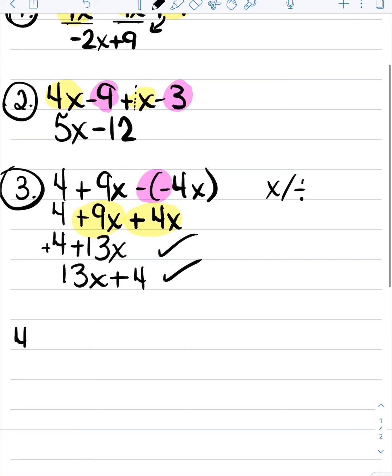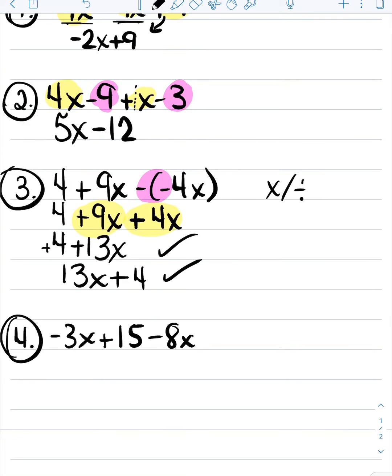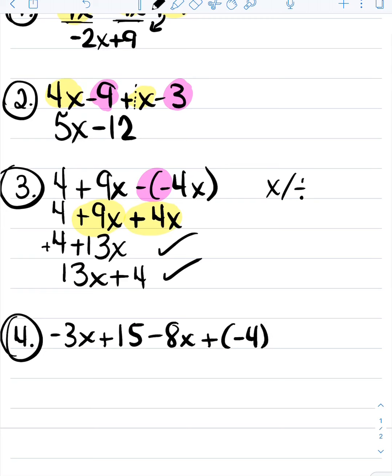All right, let's try our last one together and then you can practice. So for number 4, we're going to write negative 3x plus 15 minus 8x plus a negative 4. The first thing that I notice here is there's another double sign. But here I have a plus and a minus. So I'm going to rewrite my problem. Negative 3x plus 15 minus 8x. And remember, we're using our multiplication, division, integer rules. Same signs positive, different signs negative. These are different. So that becomes a minus 4.